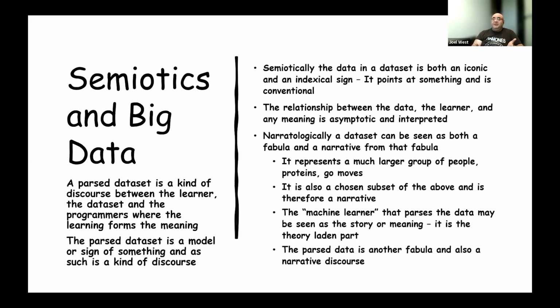Narratologically, a data set can be seen as both the fabula and a narrative derived from that fabula. And as we can see, it represents a much larger group of people. It's also a chosen subset of the above and is therefore a narrative, and the machine learner that parses the data may be seen as a story or meaning. It's the theory-laden part, as we've been talking about earlier. So the parsed data is itself another fabula, though, because we can then take that and learn from that further and so on. It's another narrative discourse.